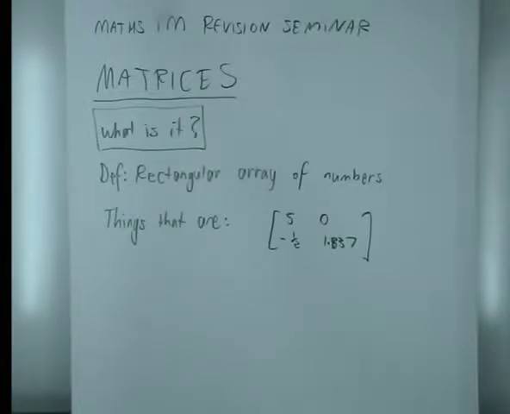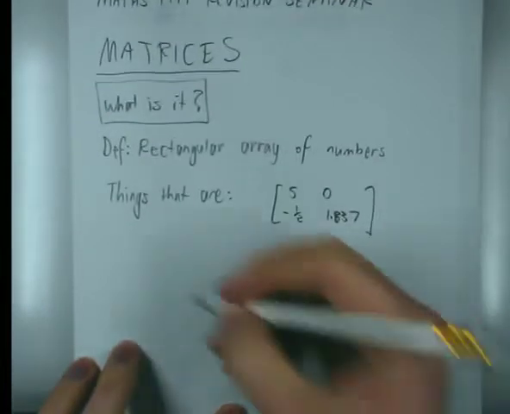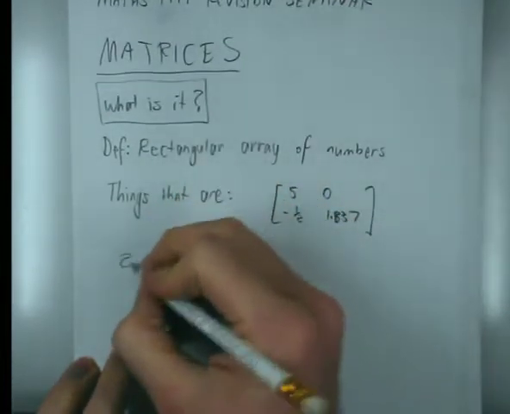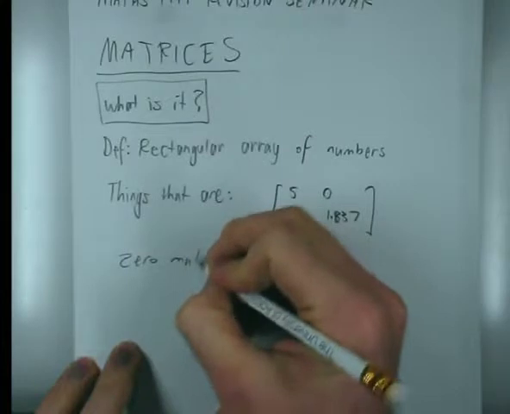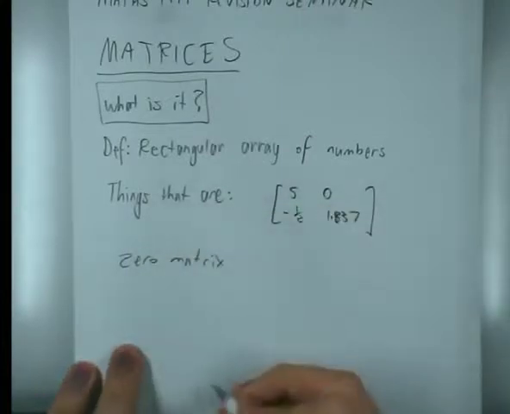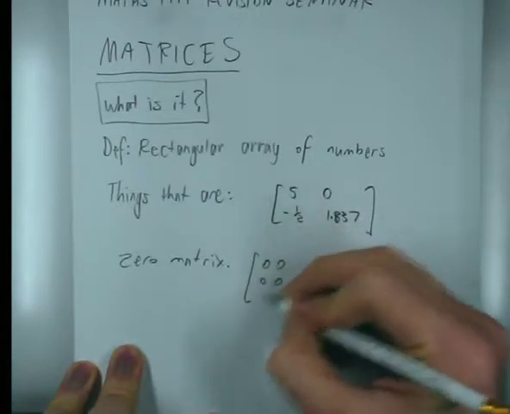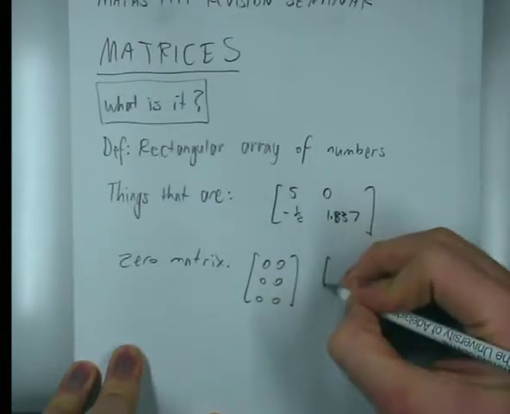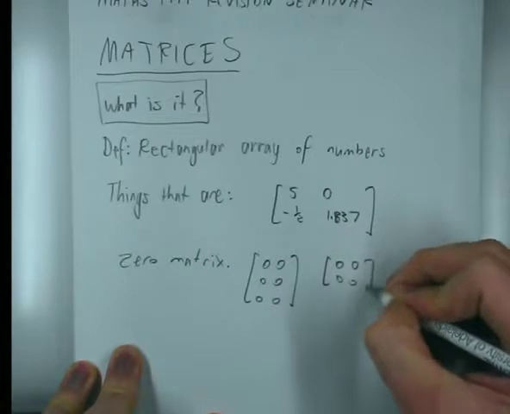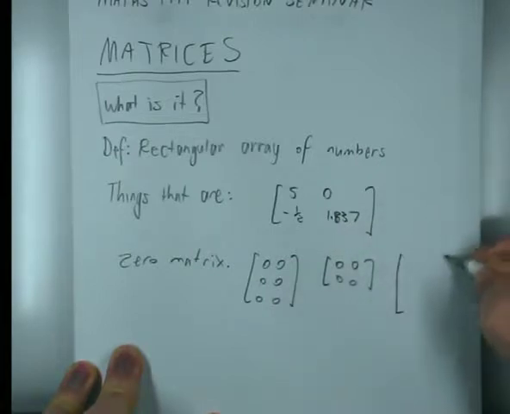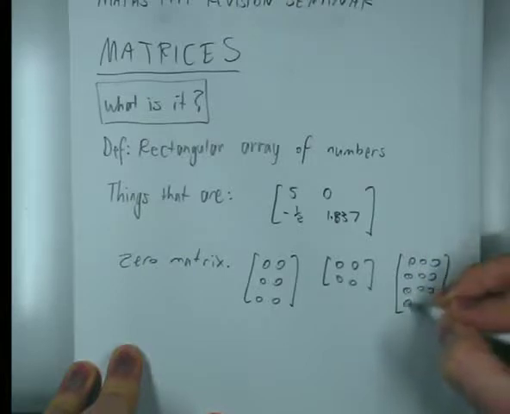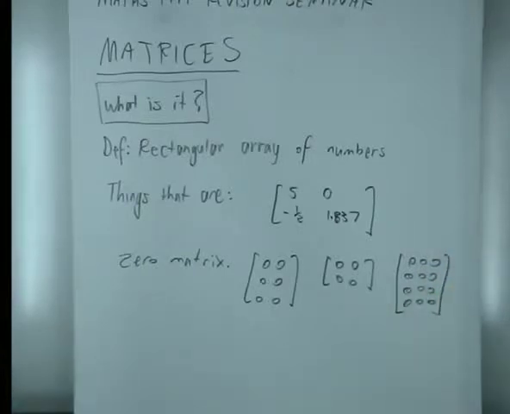But there are some specific ones that are really useful to know about that they've given you a list of. So there are ones that have names. The zero matrix has a name, so you could have any size you like, as long as they're all zeros, that's what a zero matrix is. And there's one for every possible size of matrix, and that's what it's called.